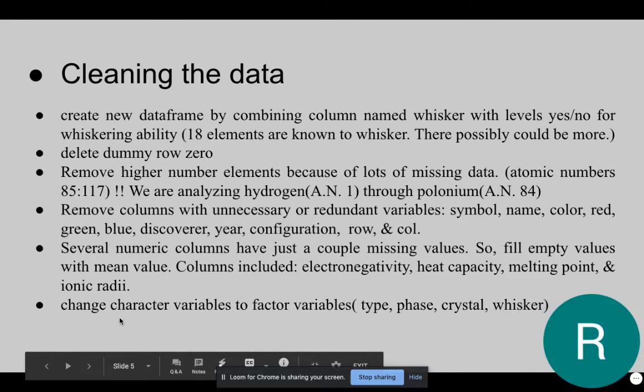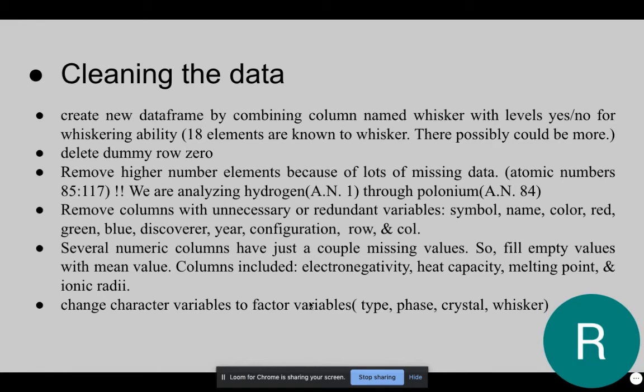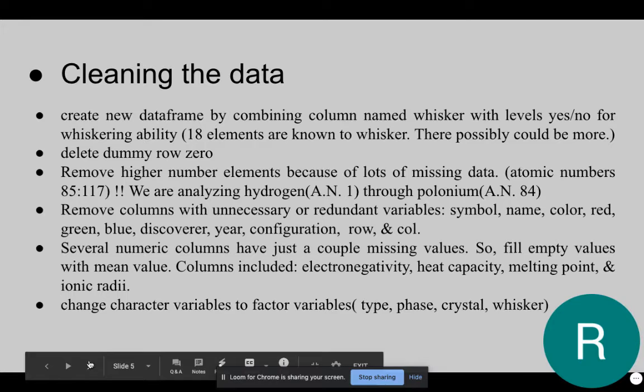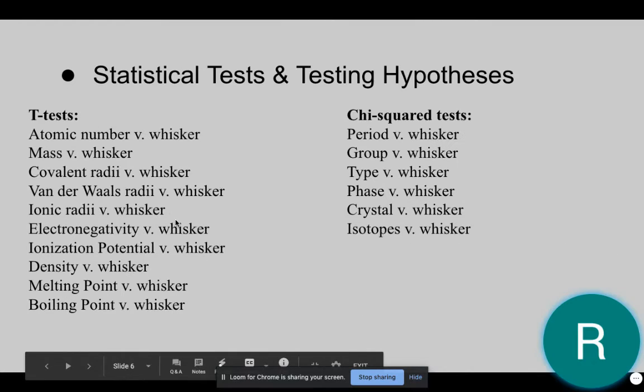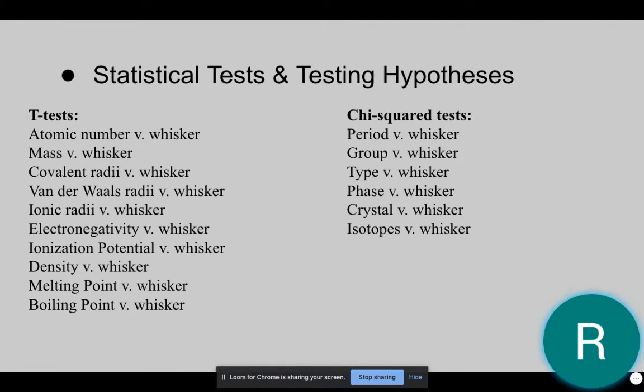Another thing I had to do was change the character variables to factor variables. These included type, phase, crystal, and whisker, just so you can analyze them statistically. And so, some statistical tests and testing hypotheses. The two tests that I used were t-tests for the numeric variables versus whisker, which is a categorical variable, and then chi-squared tests for the categorical variables versus the categorical variable whisker.